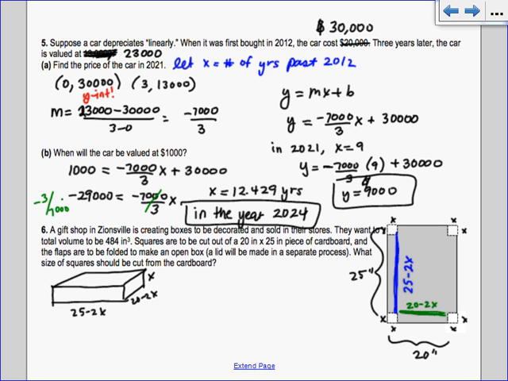Okay, so we create our equation. We say volume, well, that's length times width times height. So in our case, it's 25 minus 2x times 20 minus 2x times x. And we want that volume to be a certain number. We want it to be 484. Are we all in inches? Everything's in inches. We're good. So we get 484.